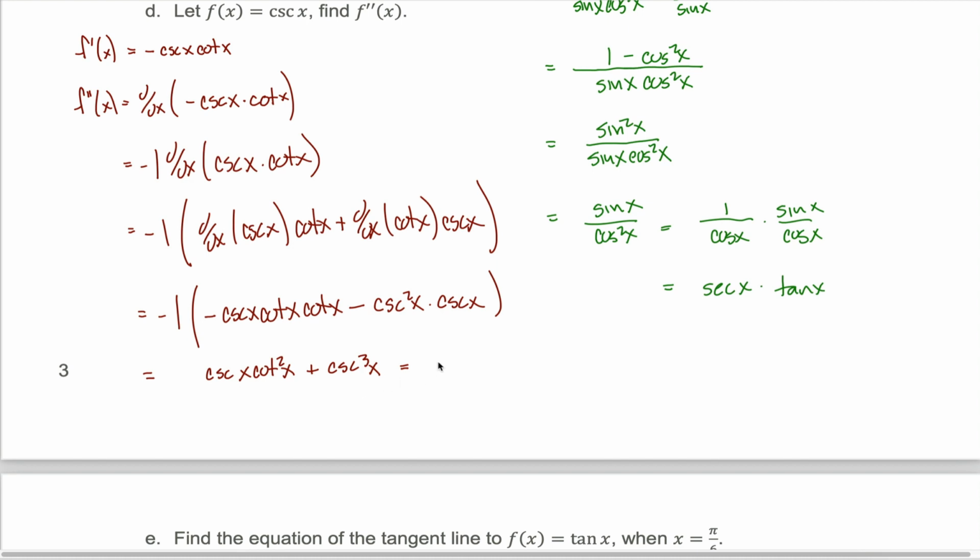I guess one thing that you could do is factor out a cosecant of x, because that appears in both of these terms, and that would leave you with cotangent squared x plus cosecant squared x in the parentheses. Whether this is any simpler than this, I don't know. I guess it's just personal preference which answer you like better. I kind of like this one because I like the symmetry with these both being squared. But that's not saying this is any better. It's just kind of prettier, I guess.